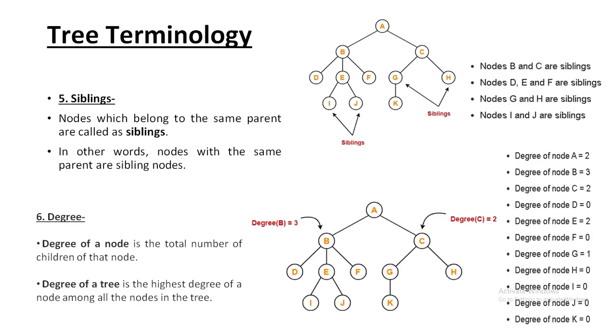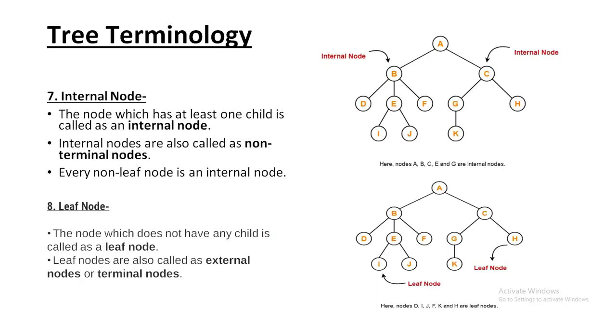Siblings, in the sense of the same parent, are nodes that share the same parent. Here G and H are siblings, and I and J are siblings. Degree in the sense of the total number of children of that node. The degree of a tree is the highest degree of a node among all nodes. The internal node is one which has at least one child, the non-terminal nodes.